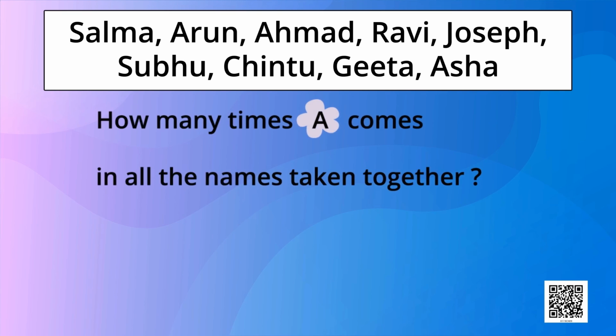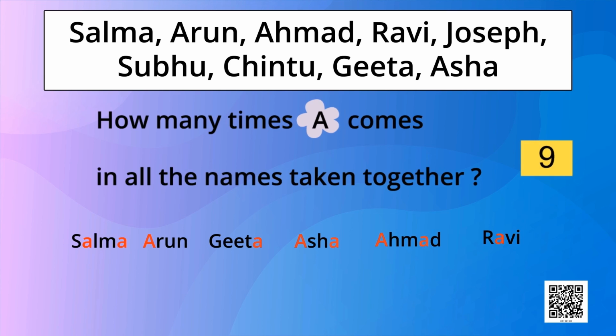And how many times A comes in all the names taken together? Yes, look at this data again and count the number of A's. It's twice in the first name Salma, right? So it is 2 times here. Then in Arun, 3, okay. And then in Geeta's name, 4th. In Asha's name again it appears 2 times. So this is 5th and the 6th time. And Ahmed, again 2 times. So 7th and 8th time. And in Ravi's name, 9th time. So how many times A comes in all the names taken together? Yes, 9 times. Correct. Very well done, my dear children.